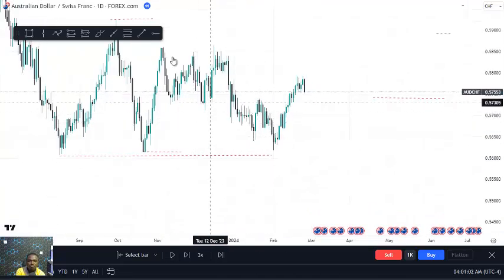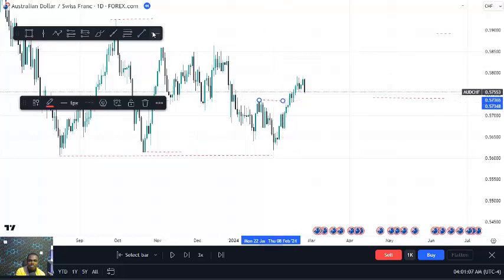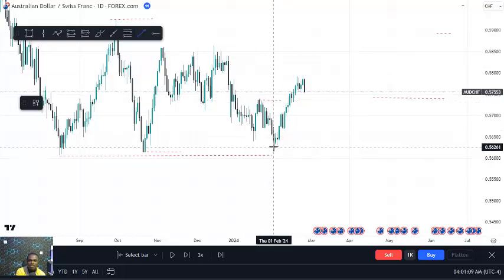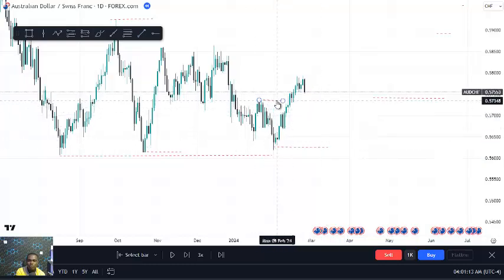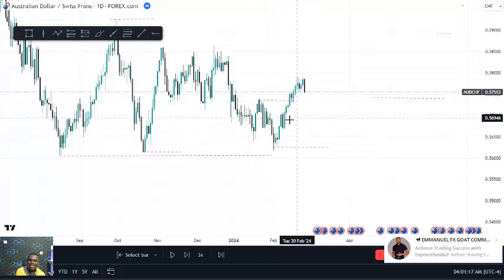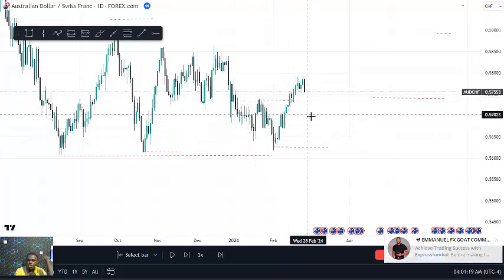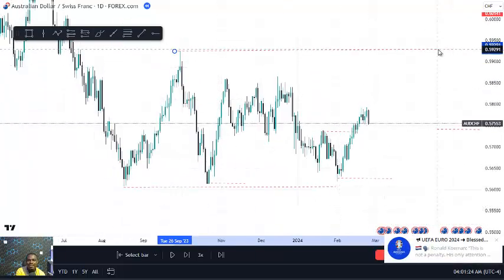Now notice again, from this level you have a swing high here and a swing low here. Which of them did price take? Price takes out the swing high. So this is already indicating that the trend has changed. But you cannot be very sure until that major swing high there is taken out.